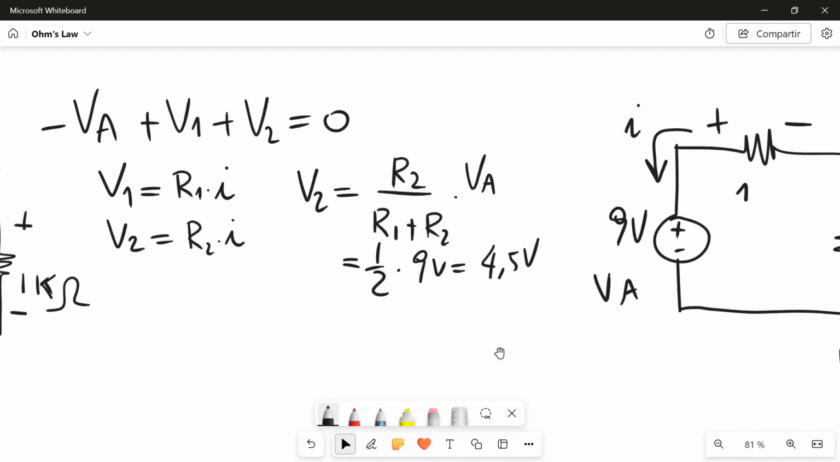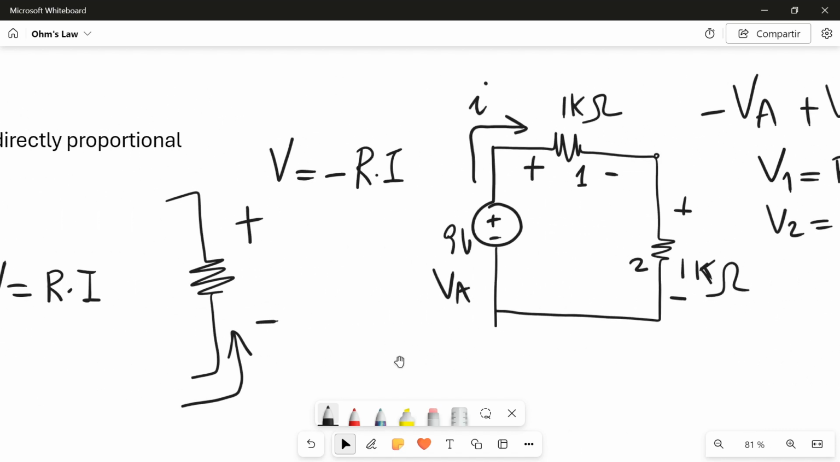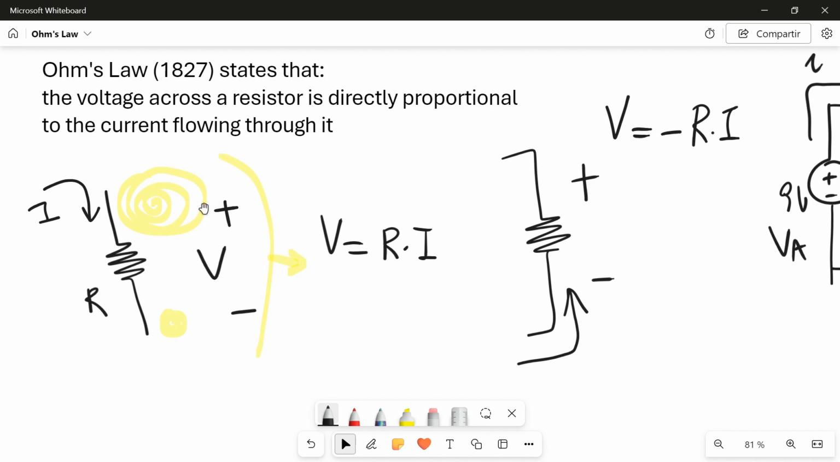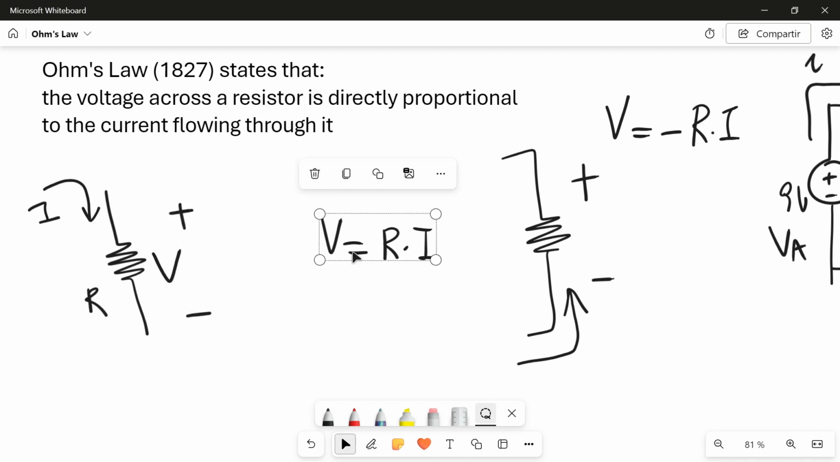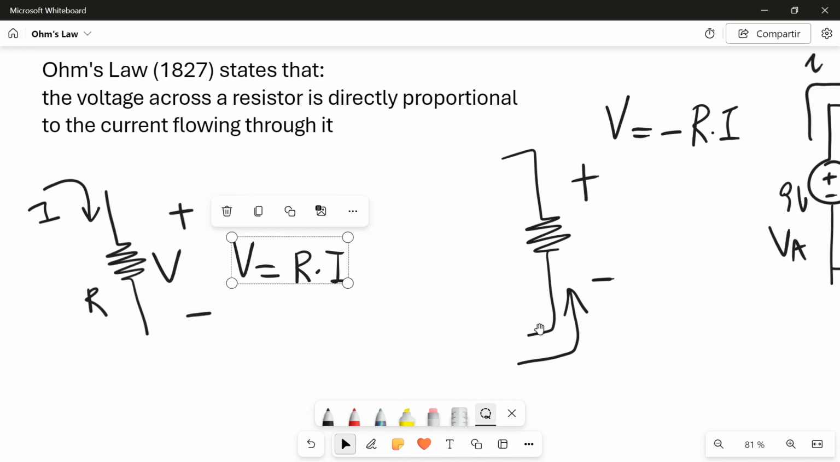So understand and remember this basically. If we have this situation in which the current comes in from the plus, we will have this equation, and if the current comes from the minus, which means that basically we are measuring our voltage with this polarity, then we will have to consider this equality.